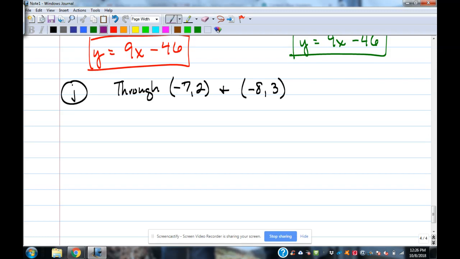So to do either of those forms, what's the first thing I got to find? Slope. 3 minus 2, negative 8 minus negative 7. 1 over negative 1. Slope's negative 1. Y2 minus Y1 over X2 minus X1. Remember, your ordered pairs better line up vertically when you're doing your slope formula so that you can get there.